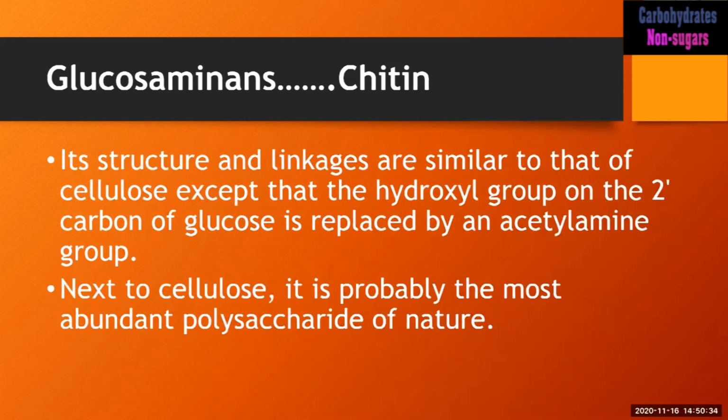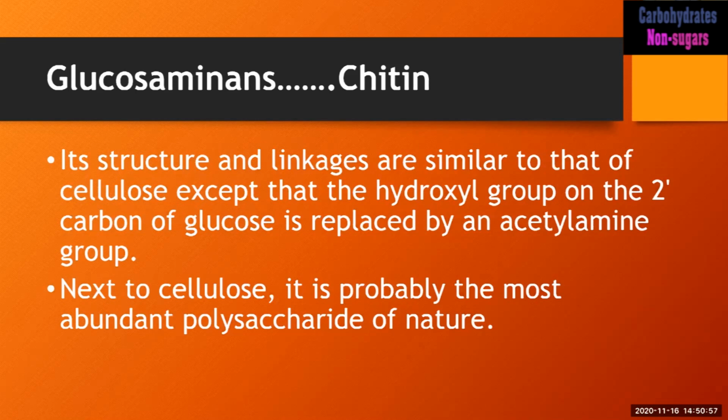Chitin structure and linkages are similar to those of cellulose, except that the hydroxyl group on the second carbon of glucose is replaced by an acetyl amine group. That makes this glucosamine. So next to cellulose, it is probably the most abundant polysaccharide present in nature.